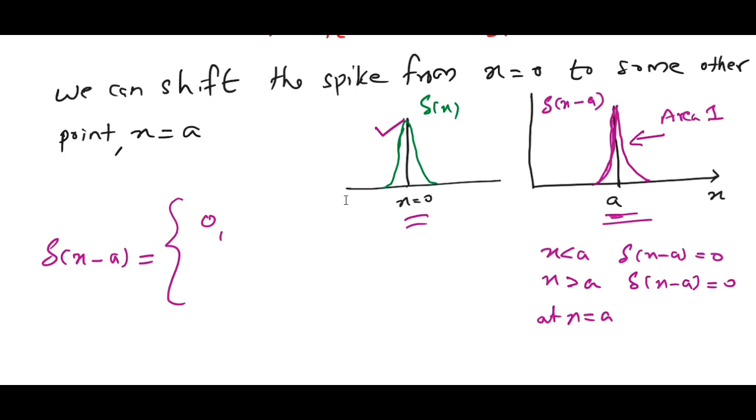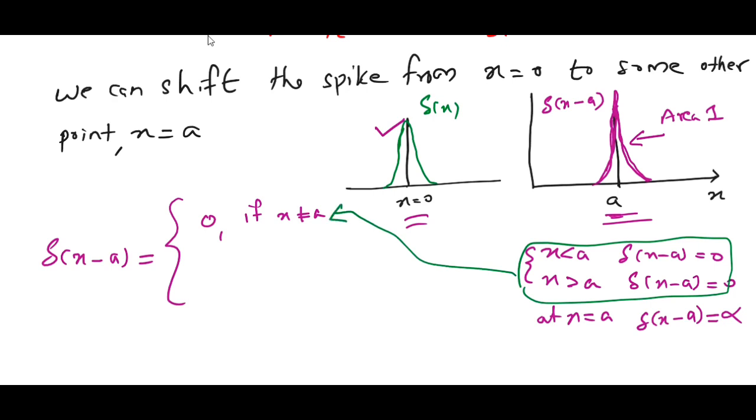Actually, what I have drawn here is not that clear; it should be a picture going up towards infinity. That is, at x equal to a, our function delta x minus a should be infinity. Collectively, I can write here, if x is not equal to a, this represents these two conditions. These two conditions are represented by this single statement, and if x is equal to a, the value of the delta function is infinite.